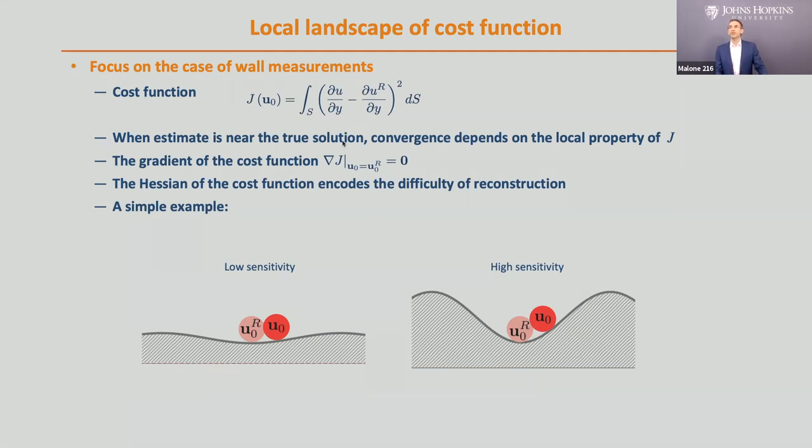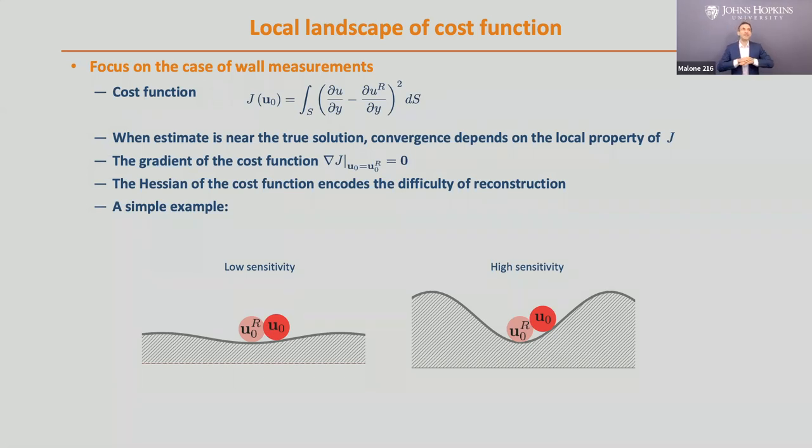And to simplify the problem, we're going to assume that we have a very good estimate of the flow field. So my prediction is almost perfect. My estimate of the initial condition is almost the truth. In fact, it is at the truth. So the gradient of the cost function vanishes, and all I have left is the curvature, or the Hessian, of the cost function. The Hessian of the cost function will tell me how well I can move towards this optimal and how much confidence I have in it.